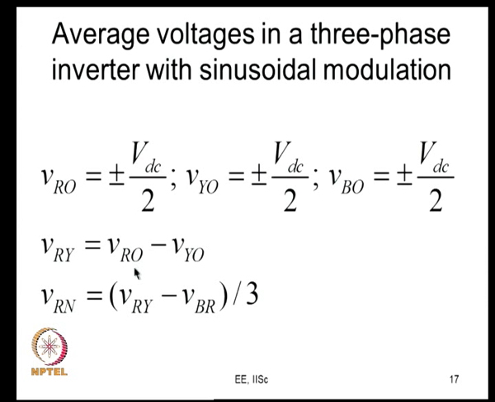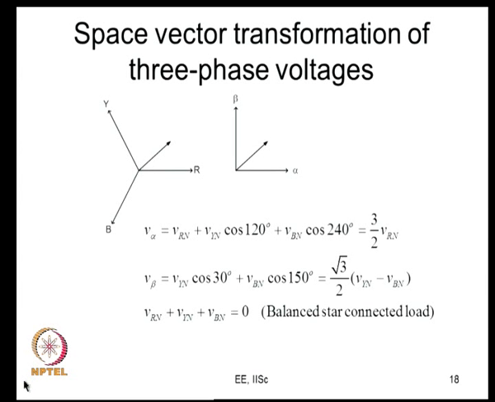VRY equals VRO minus VYO, and VRN is equal to VRY minus VBR by 3, assuming a 3 phase balanced load. These are pole voltages, these are line-to-line voltages, and similarly you have VYB and VBR. These are the line-to-neutral, phase-to-neutral voltages applied on the 3 phase balanced load. Now, how can you do a space vector transformation? Once you have VRN, VYN and VBN which add up to 0, you can have V alpha equal to 3 by 2 times VRN and V beta equal to root 3 by 2 times VYN minus VBN. This is what we have seen before.